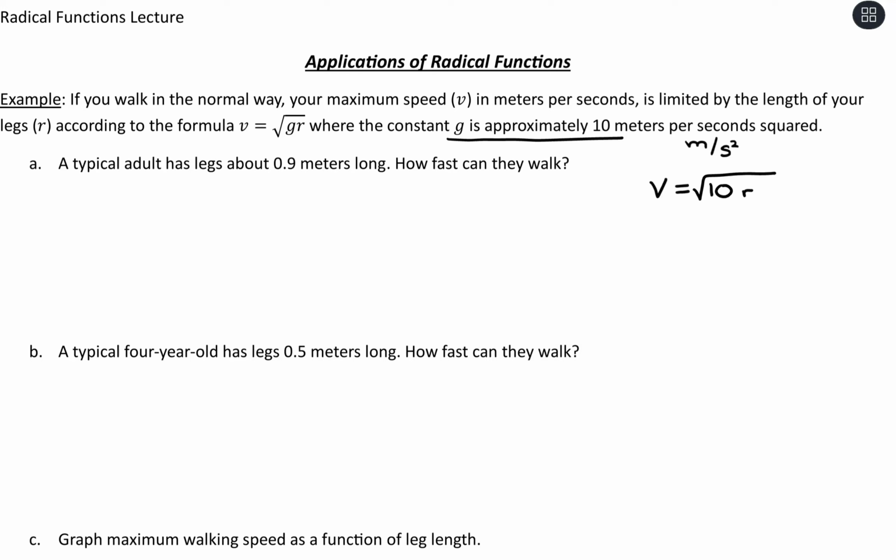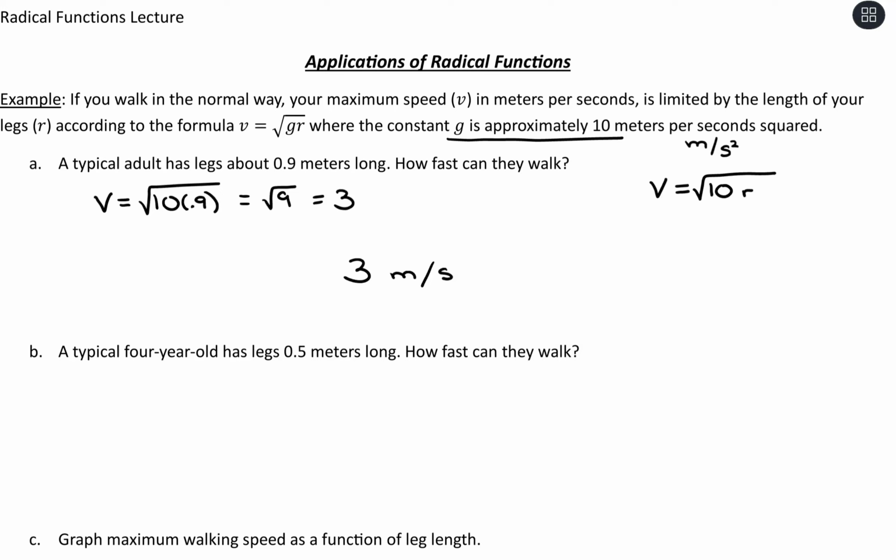Okay, so a typical adult has legs about 0.9 meters long, so how fast can they walk? So we're going to go v equals square root of 10 times 0.9. And actually that's not too bad. This is a square root of 9, which is 3. So that would be a speed of 3 meters per second.